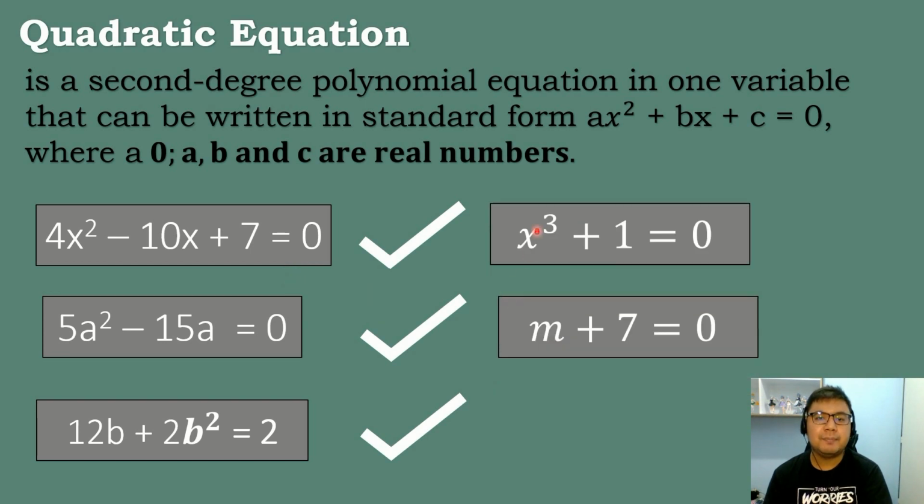The following examples here are not examples of quadratic equation, mainly because the highest degree of polynomial is not equal to 2. On this example, x cubed, the exponent is 3, so therefore it is not a quadratic equation. In this example, m plus 7, the highest degree of polynomial is only equal to 1. So therefore, it is just an example of linear equation.